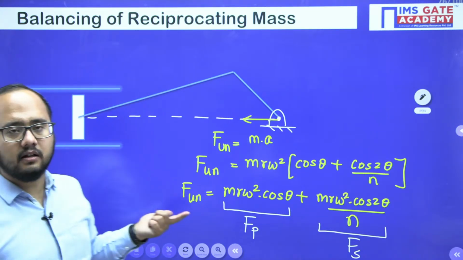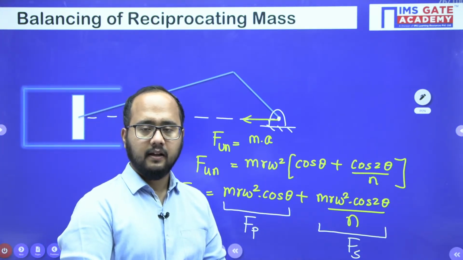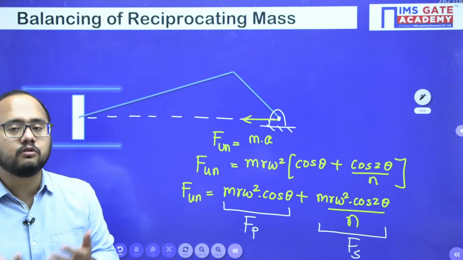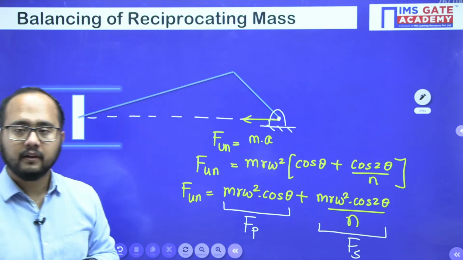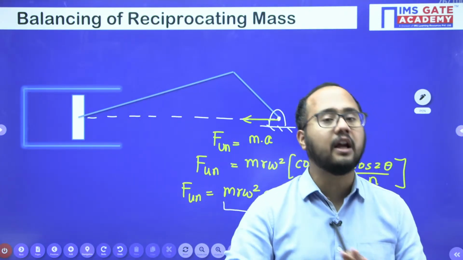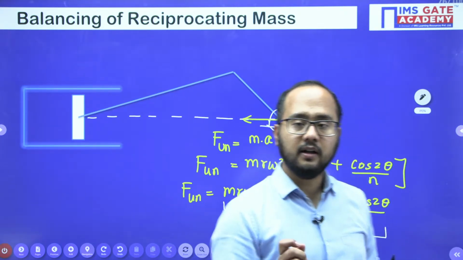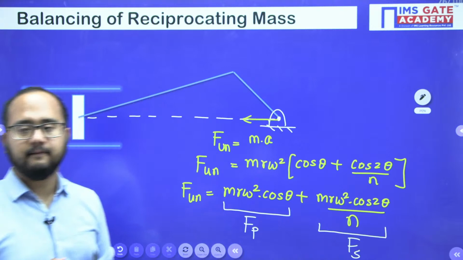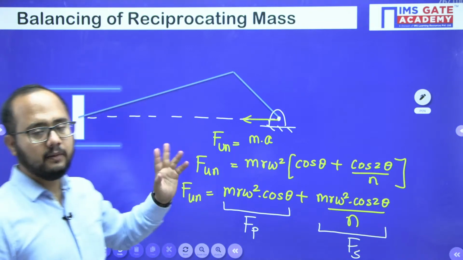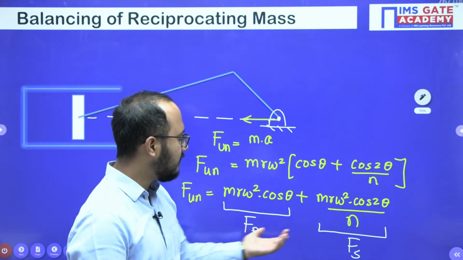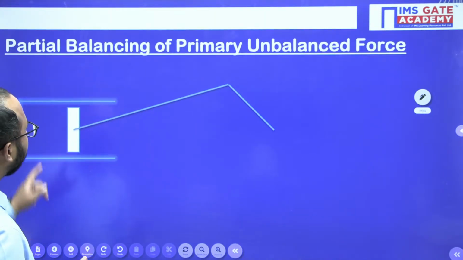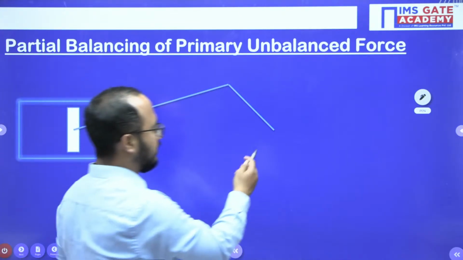Whenever we try to balance the reciprocating mass case, we will not be able to balance the unbalanced force completely. The rotating mass case we can balance completely, but the reciprocating mass case we cannot balance completely. Remember this point. That's why we are using the concept of partial balancing of the primary unbalanced force. First we'll try to balance primary, then secondary. Secondary you don't have to discuss. We will focus on the primary one, so partial balancing of the primary unbalanced force we'll discuss here.